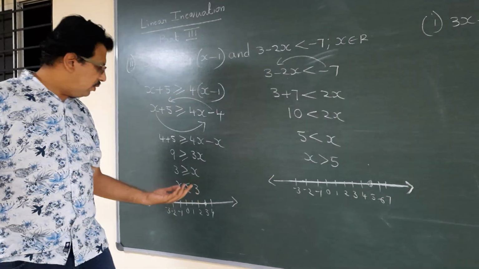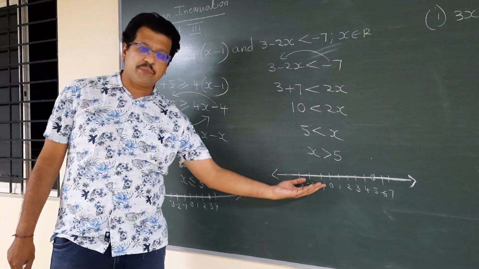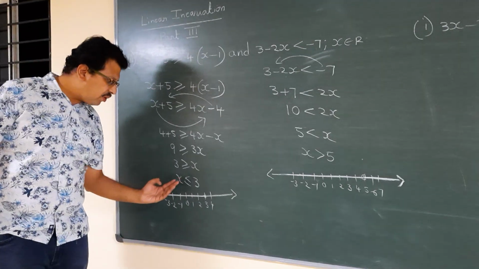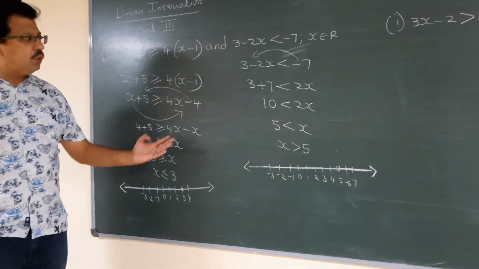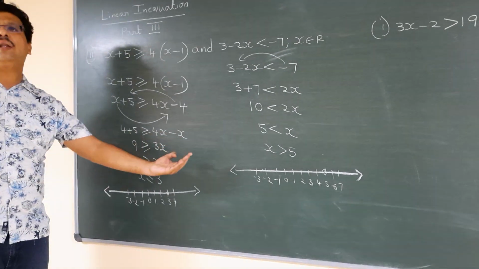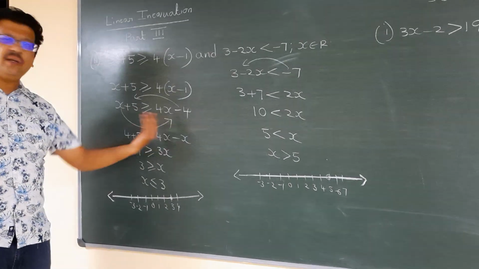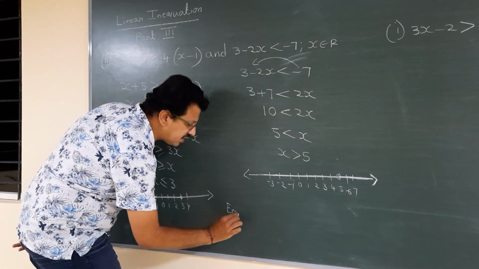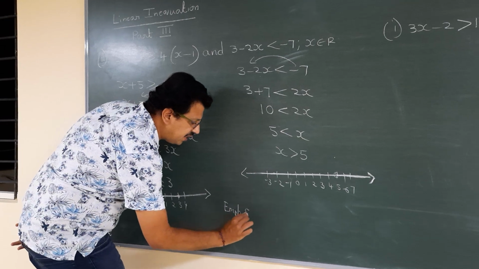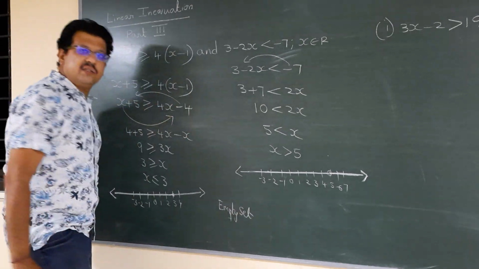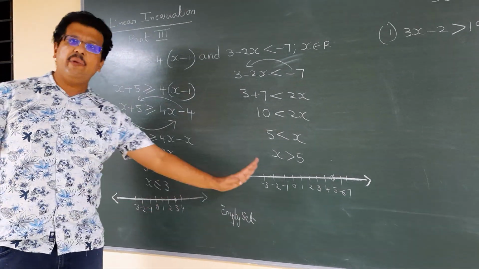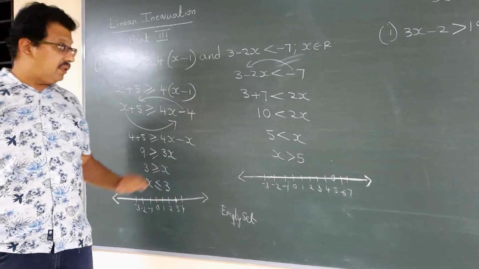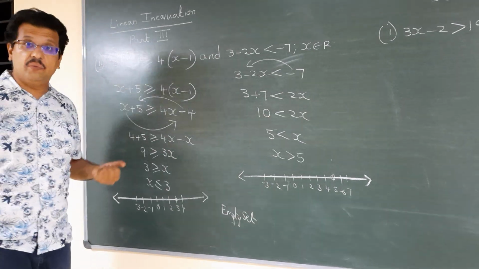So when you observe these two inequations, x is greater than 5, x is less than or equal to 3, you don't find any common elements. There are no common elements between these two. So this set is called the empty set. Empty set is your answer. Empty set means no elements are common. That's the meaning of empty set. I hope all of you are clear with this problem, children.